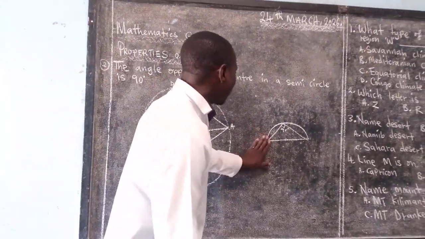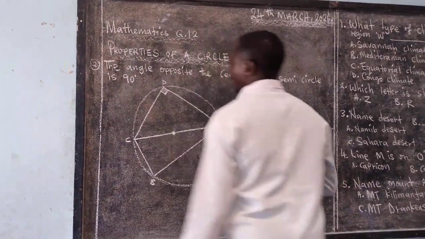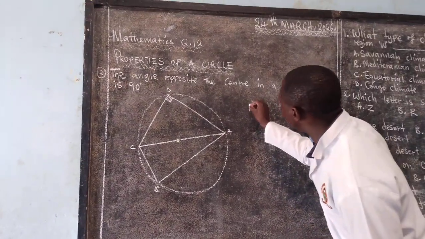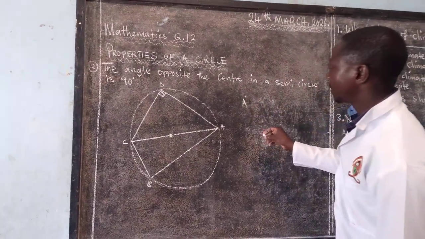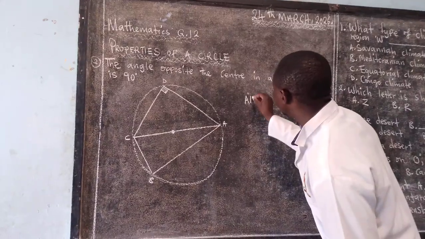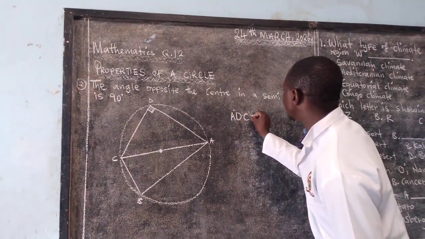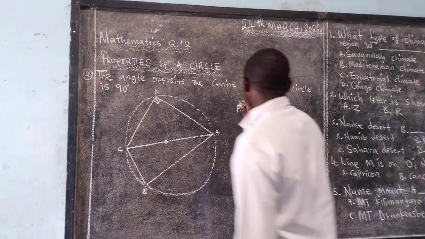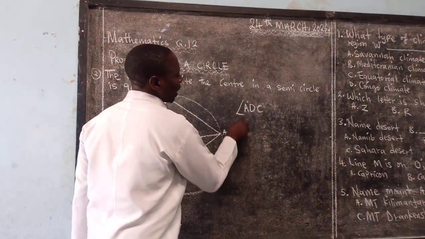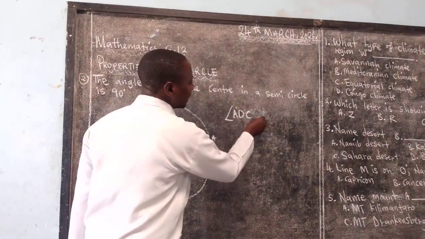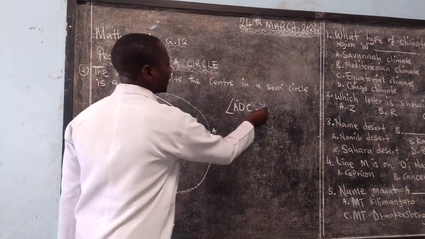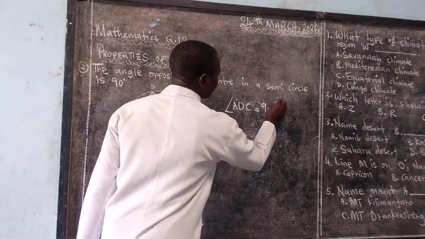So we are going to say angle ADC. Let me use another symbol. Angle ADC is equal to 90 degrees.